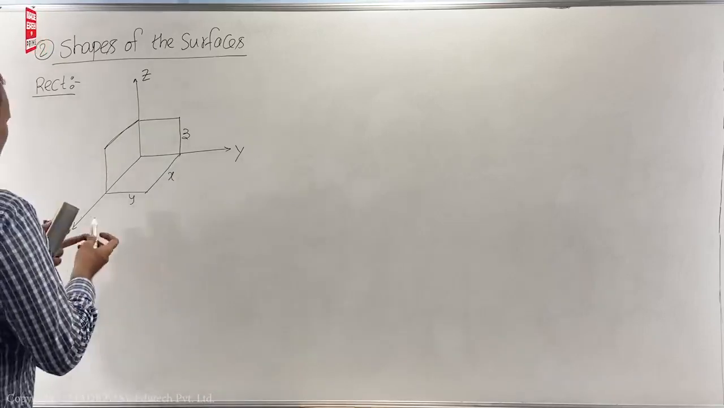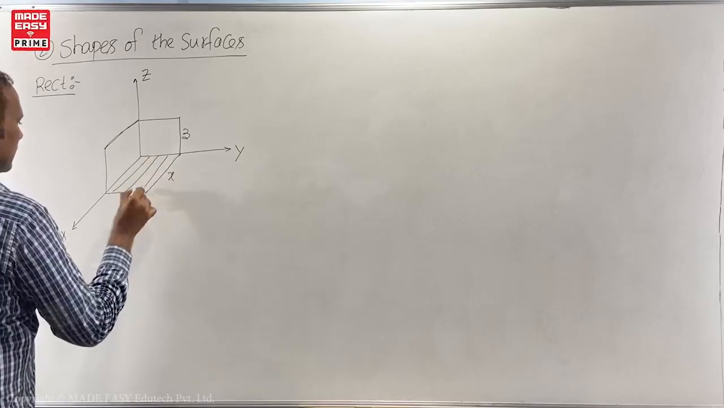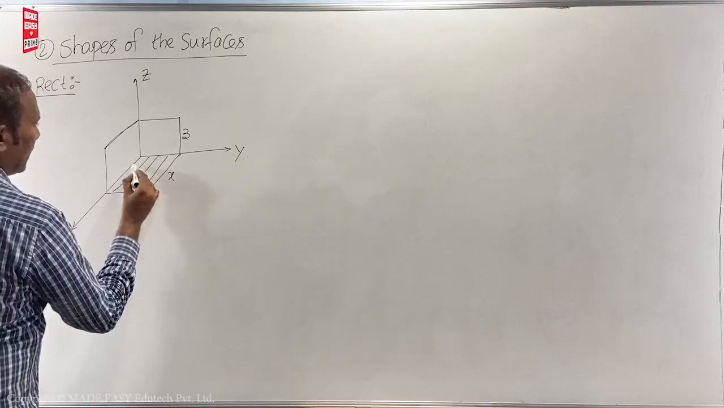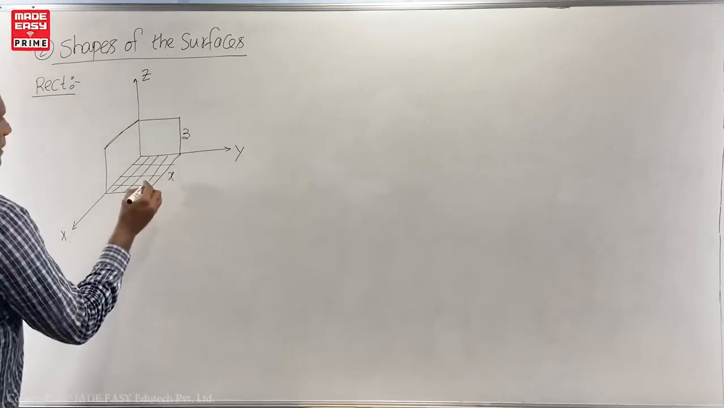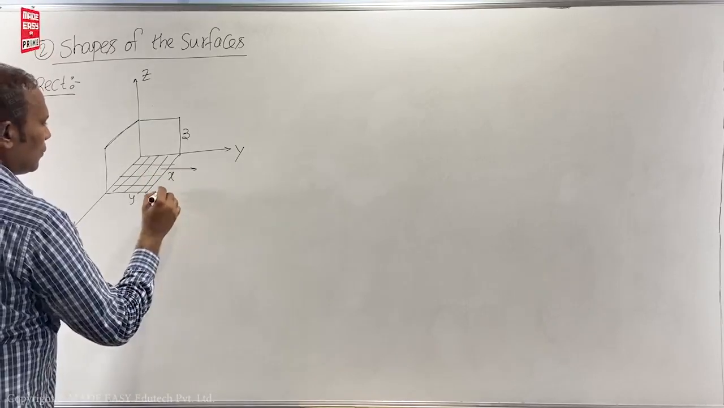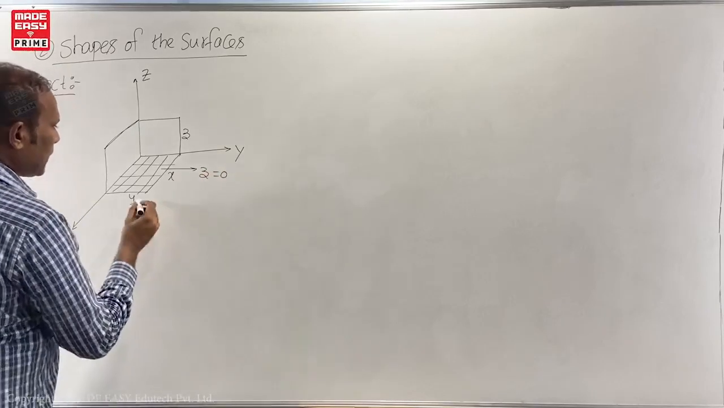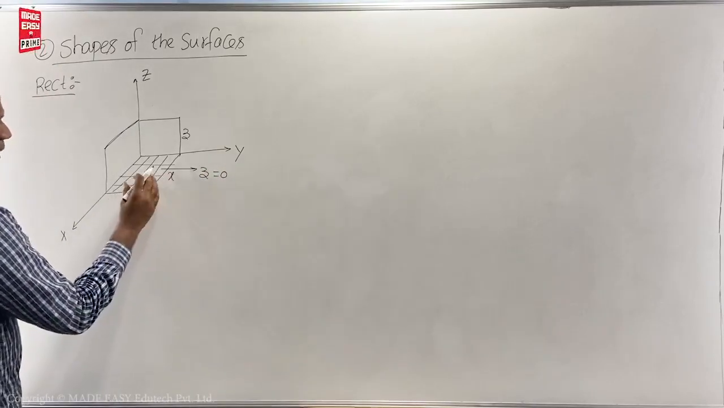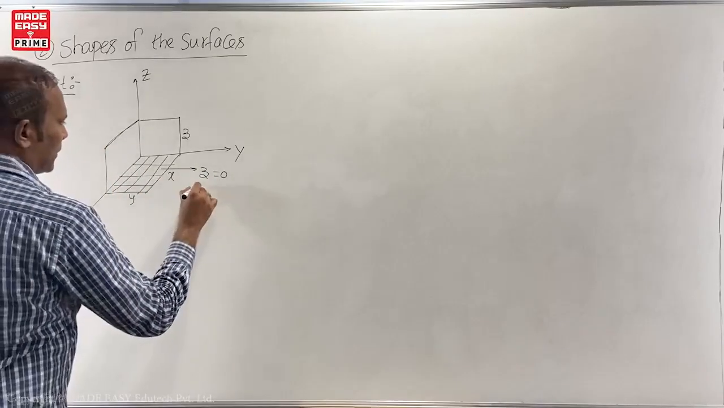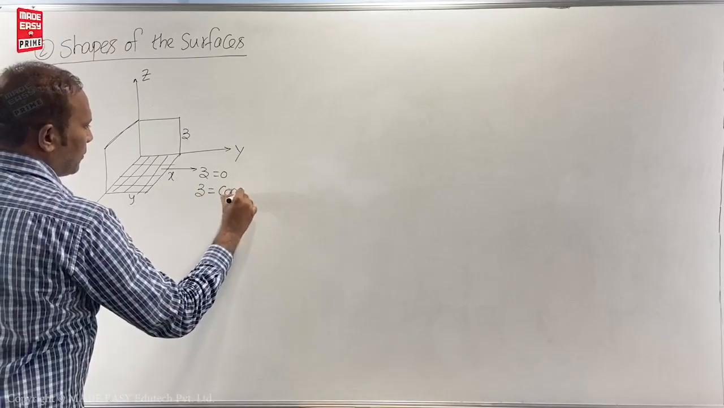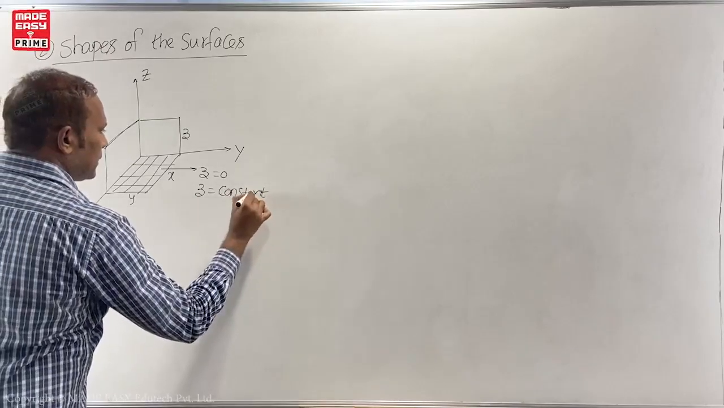Now, if you take this surface like this, on which plane is the surface? Answer, the xy plane. For this surface, what is the z value? For this surface, the z value is 0, because from the xy plane, the z-axis starts. The z value is 0. What is 0? Constant. So z is equal to constant.